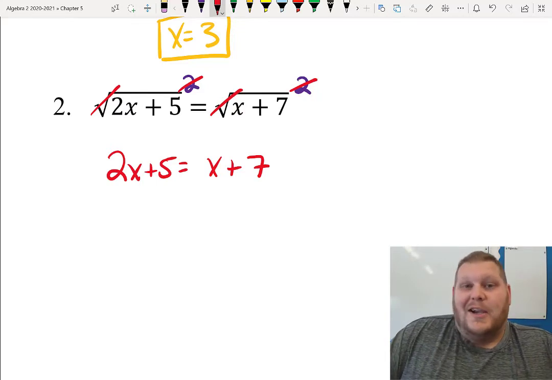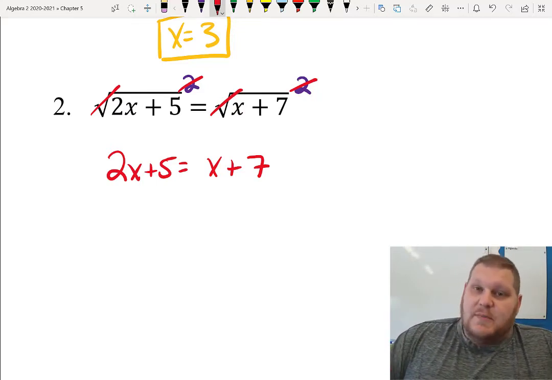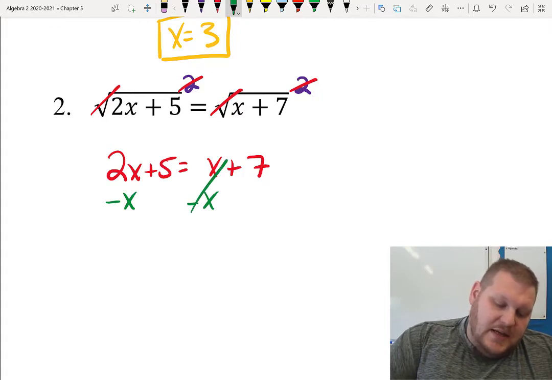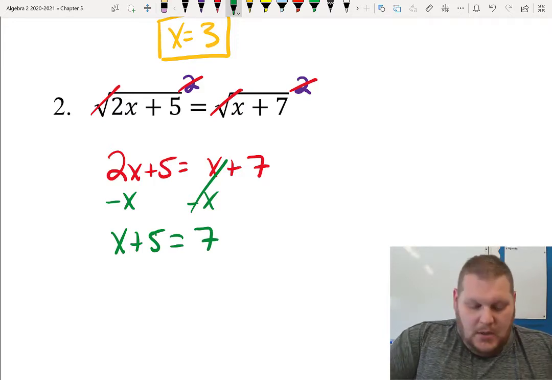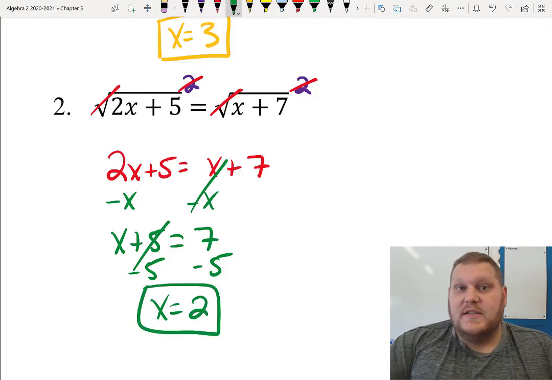And from here, I just solve the old-fashioned way. This is something we've been doing since first semester Algebra 1. The very first thing we learned how to do was solving linear equations. So I'm going to get my x's on the same side, moving the x over to the left. That leaves me with x plus 5 equals positive 7. Subtract 5 on both sides, and we get x equals positive 2. Okay, so those are my square roots.